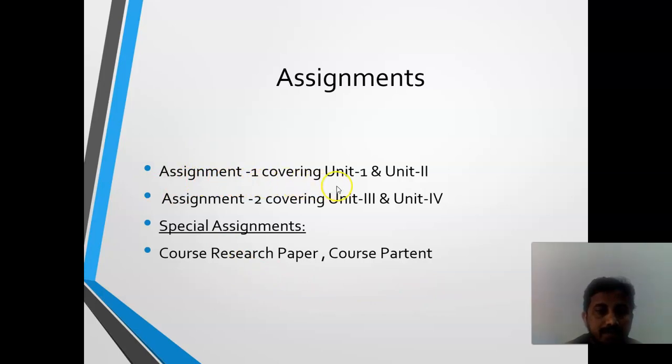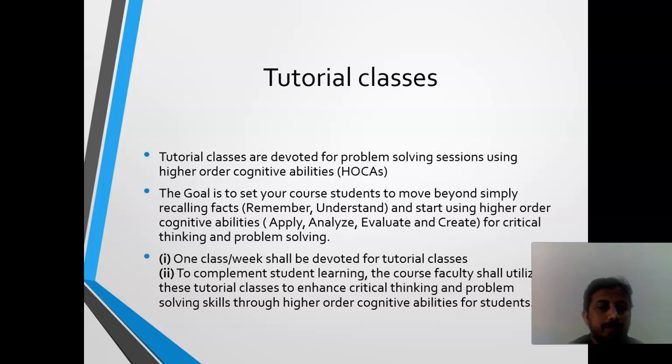The first is assignment one, which would cover unit one and unit two. Assignment two would cover unit three and unit four. Along with this, you will have two special assignments, assignment one and assignment two, which are programming assignments. And if you do well in the minor, 10 marks can be gotten very easily.